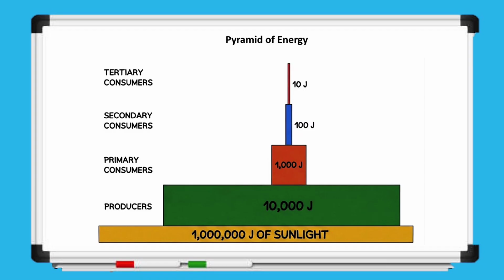This demonstrates the 10% rule, where only about 1/10 of the energy at one trophic level is transferred to the next, while the remaining energy is lost to the environment through respiration, movement, heat production, and waste. As a result, the amount of available energy decreases steadily from the producers to the top consumers, giving the pyramid of energy its characteristic upright shape.